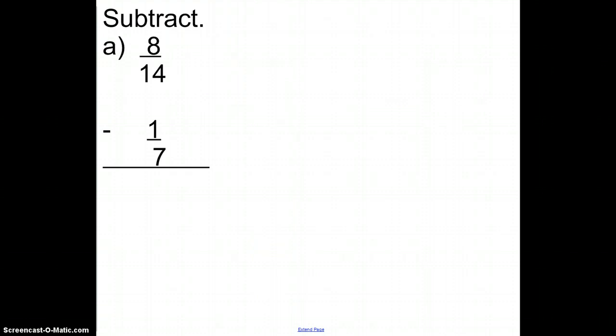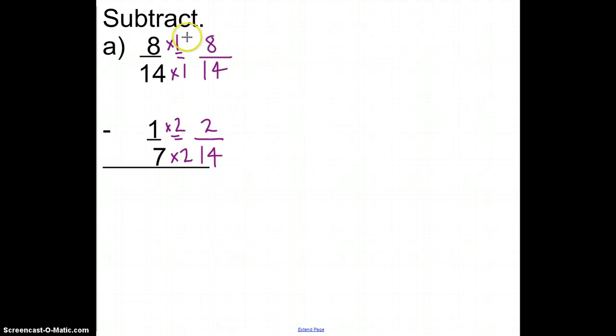Okay, now subtraction works the same way. Still have to get the same bottom number there. So on this one, I have 14 and 7. And 14 would be the number that both of these would go into, the smallest one that they both go into evenly. So to get from 14 to 14, that's just like multiplying by 1. So that's going to be 8. And this is going to be multiplying by 2. So that's going to be 2.